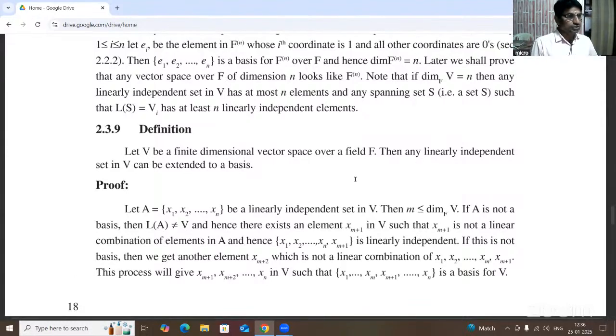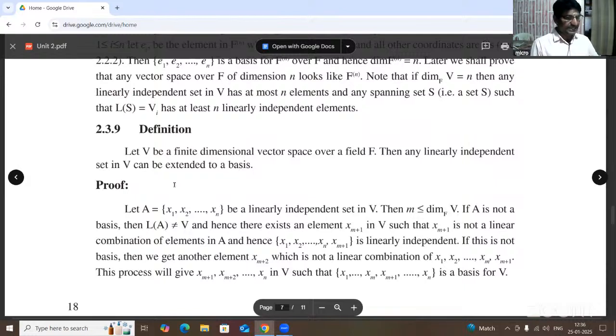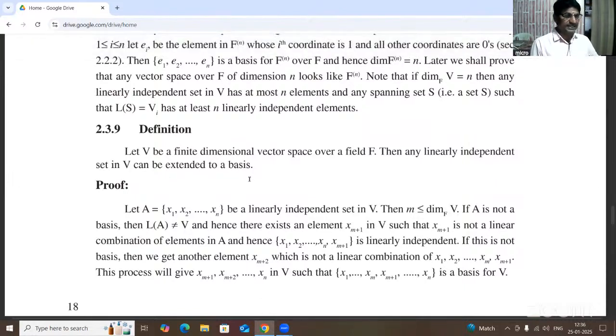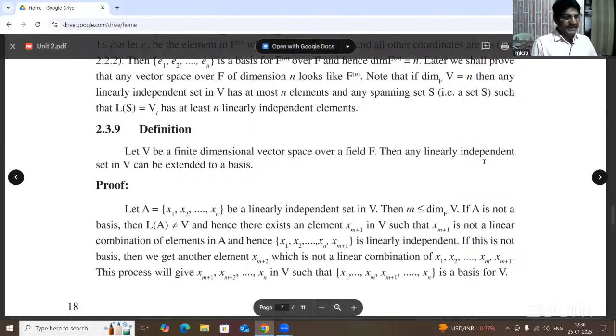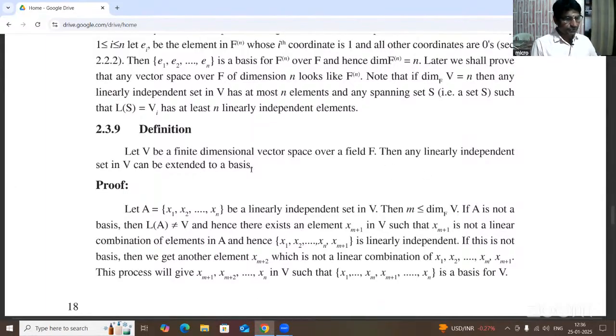Just see and refer to theorem 2.3.9. This theorem is also very important. Let V be a finite dimensional vector space over a field F, then any linearly independent set in V can be extended to a basis. This is the extension theorem. The title of this theorem is the basis extension theorem. That's why we must assume the vector space V is finitely generated. Then any linearly independent set in V can be extended to a basis.